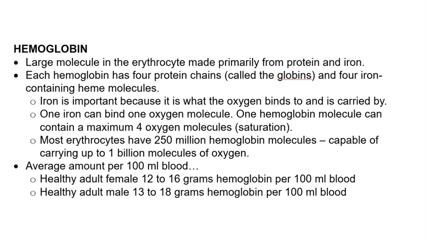In terms of the amount of hemoglobin contained within the erythrocytes in 100 milliliters of blood, a healthy adult female has approximately between 12 and 16 grams of hemoglobin per 100 milliliters of blood, while a typical healthy adult male has approximately 13 to 18 grams of hemoglobin per 100 milliliters of blood. Testosterone, which is produced by the male reproductive system, is a stimulus for the creation of red blood cells, which accounts for the slightly higher hemoglobin concentrations in an adult male.